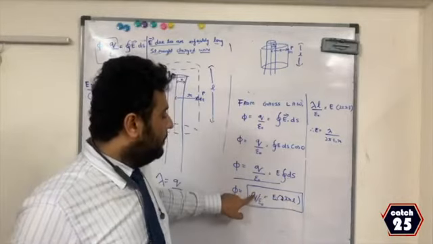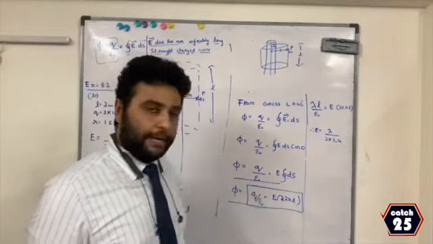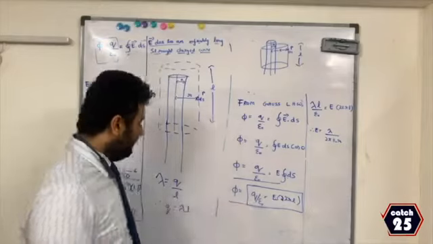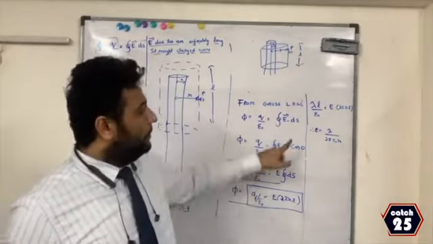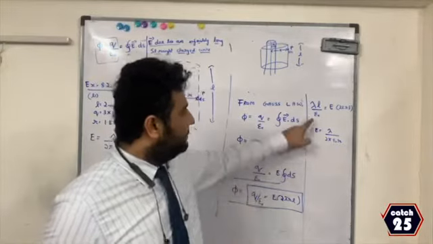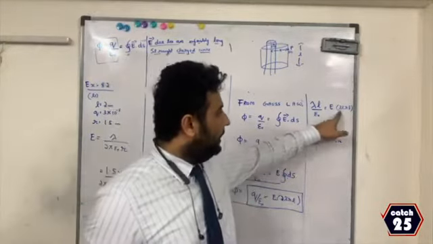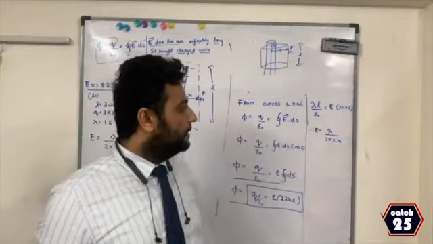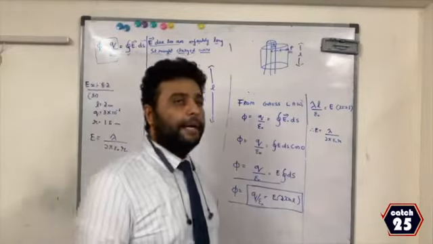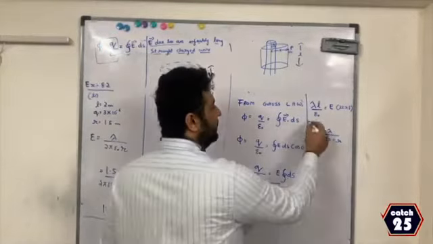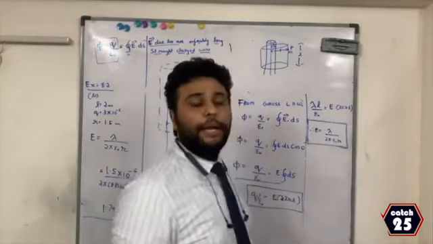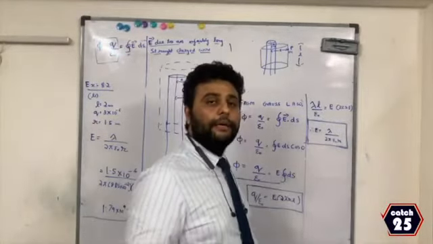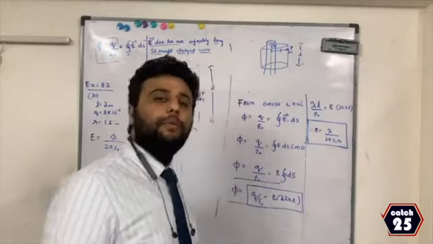Now, Q by epsilon naught is E into 2 pi RL. Instead of Q, I will write lambda L because Q is equal to lambda L. Therefore, lambda L by epsilon naught is equal to E into 2 pi RL. Therefore, E is equal to lambda by 2 pi epsilon naught r. This is my final answer for the electric field at a point next to an infinitely long wire.